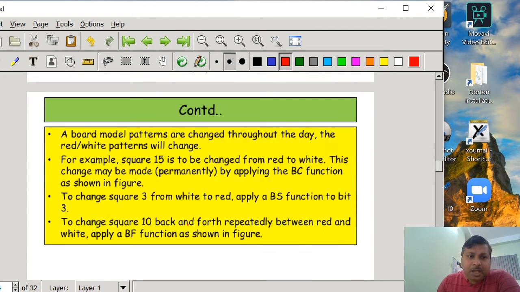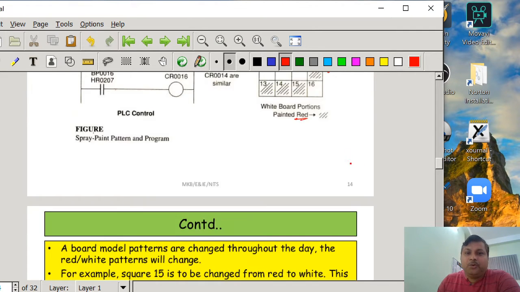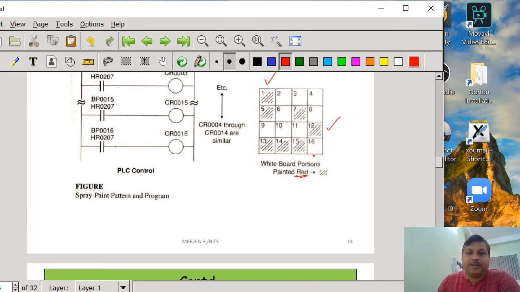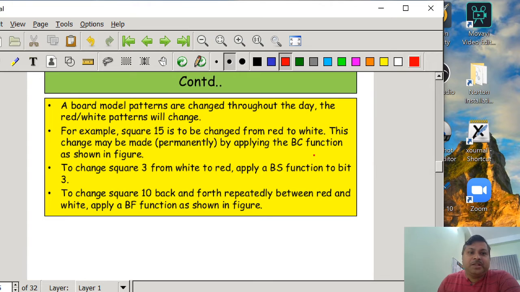Fine. Now the second requirement I'm going to discuss: the board model patterns are changed throughout the day. Here we have taken a fixed pattern, that squares 1, 5, 7, 12, 13, 14, 15 will be red painted, and the rest of the squares will be white. But now the requirement has changed, that the board model patterns are changed throughout the day. The red or white patterns will change. For example, square 15 is to be changed from red to white.